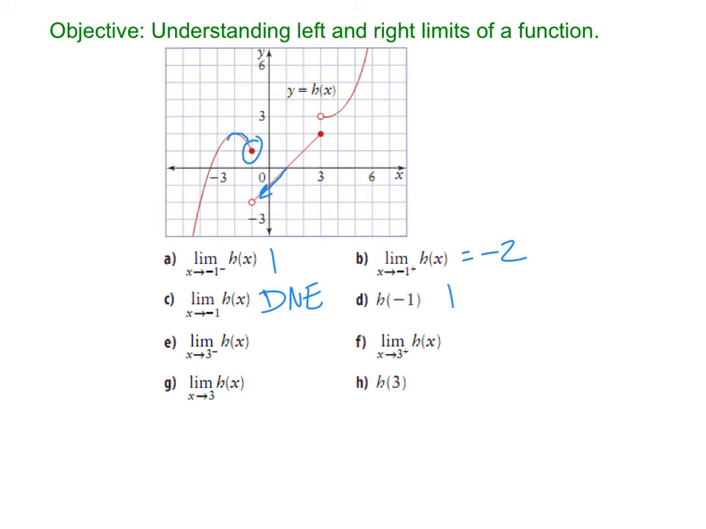All right, 3 from the left. Left of 3, I get 2. Right of 3, my y value is 3. Again, those two numbers are not the same, so D and E. H of 3, where's the closed circle? The closed circle is at 2.